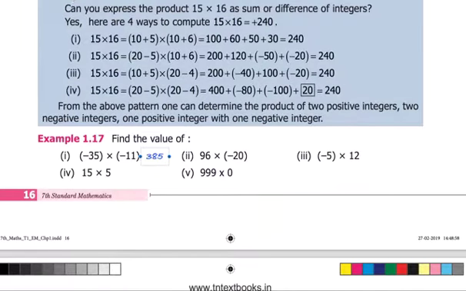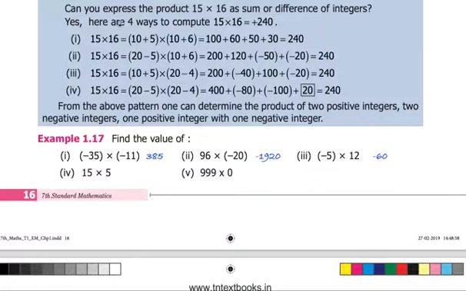This one, 960 into 2, 1920. Okay, what about sign? Negative sign. Minus 1920. Okay, what about this? This 12 into 5 is 60. Okay, 10 plus 2, 50 plus 10, 60. Sign is negative.